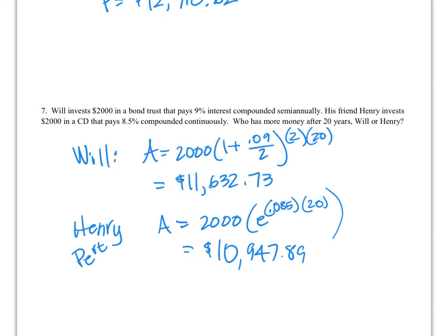So who has more money after 20 years? Will. So he's a smarter investor and ends up having more than Henry.